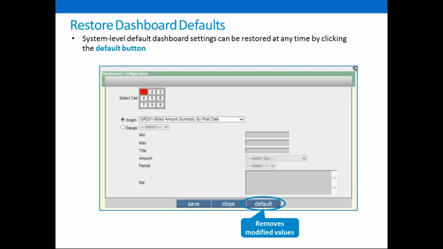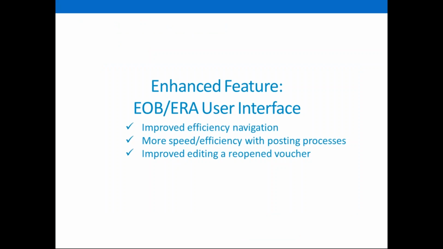Now, if you would like to go back at any time to the default dashboard that you're going to get out of the box with the upgrade, you do have a default button at the bottom. Maybe you're trying to manipulate it and you've made mistakes and it's not working. Click default and it'll put it back to the way it was. So that is the new revenue cycle dashboard. It is system level. So the configuration settings that you do in those 9 different squares does apply to everybody.